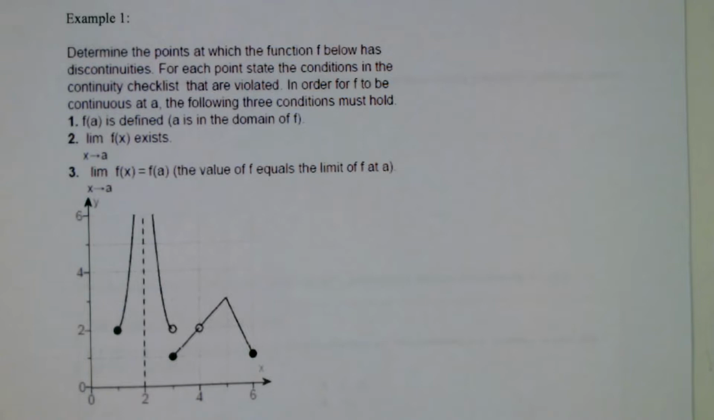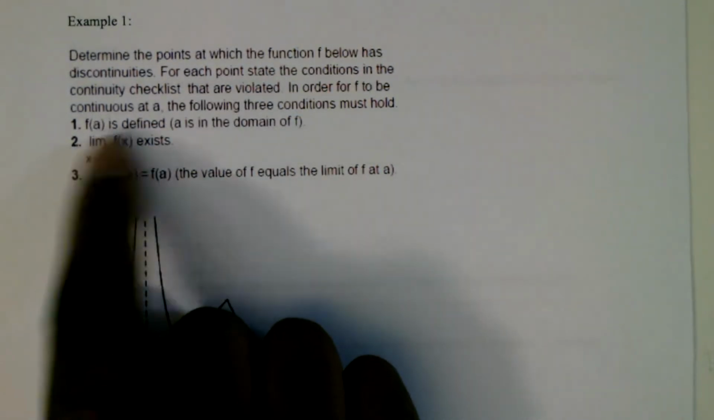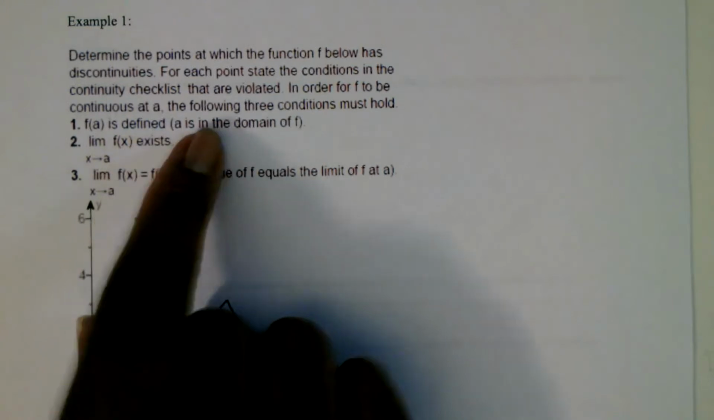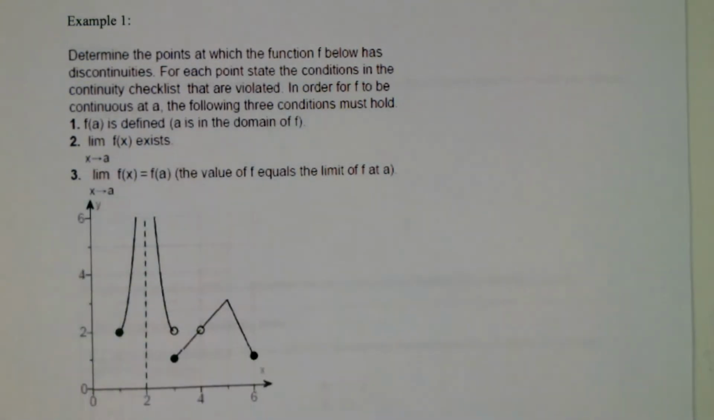In order for f to be continuous at a, the following 3 conditions must hold. And that's these 3. Number 1, f of a is defined, meaning a is in the domain of f. Number 2, the limit as x approaches a of f of x exists. And number 3, the limit as x approaches a of f of x has to equal f of a. So the value of f equals the limit of f at a.